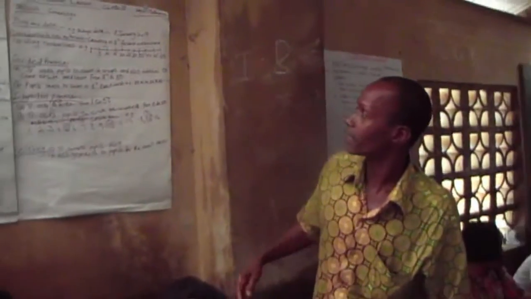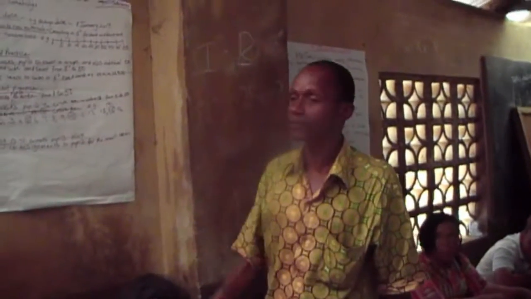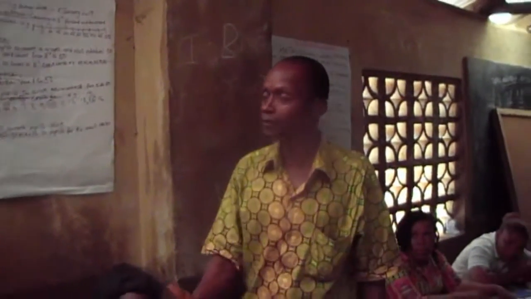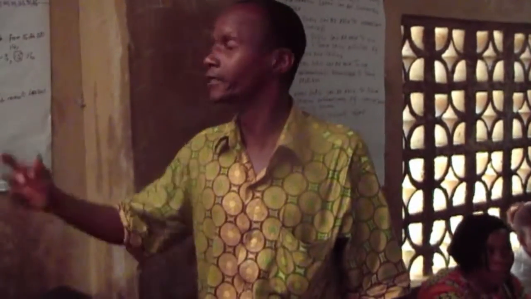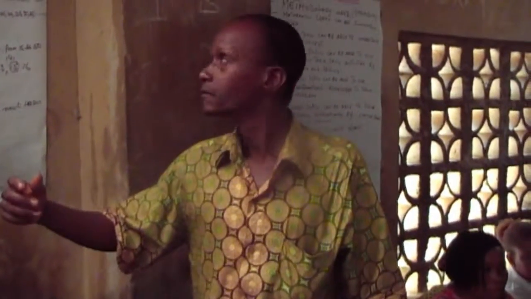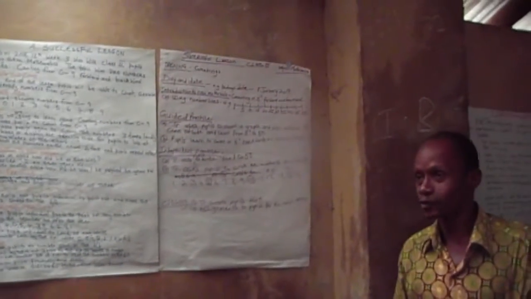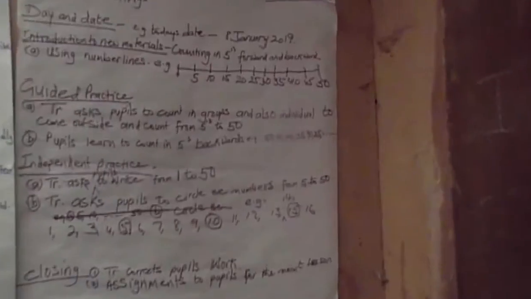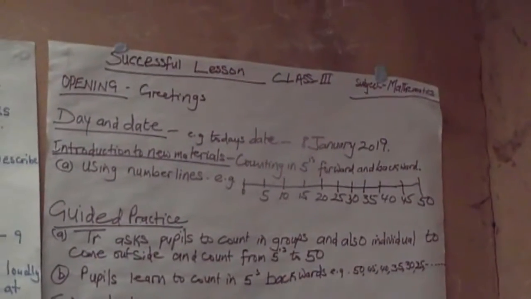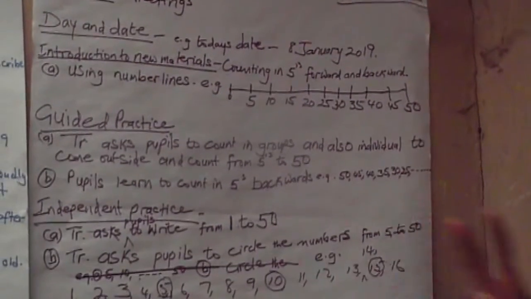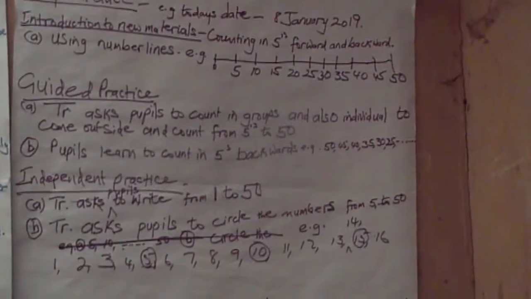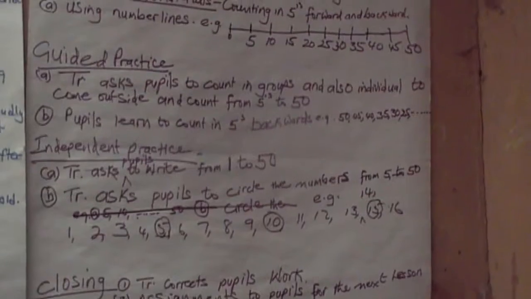First and foremost, as you enter the class, you greet. Say class greetings. From there, you ask them for today's day and date. From there, introduce the new material with what you want to teach. You tell them that today we are going to teach counting from 5 forward and backward, 5 to 50 in fives.